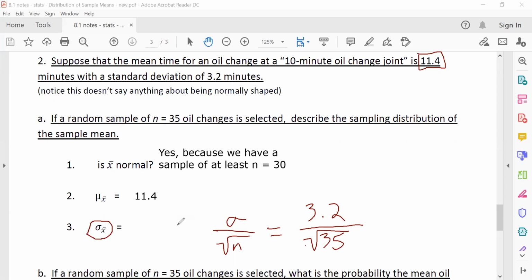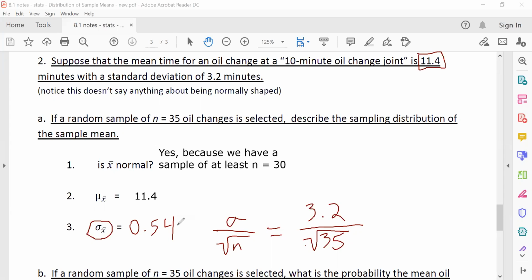And so we go into our calculators. You can do 32 divided by the square root of 35 all in one breath. If we round to 2 decimal places, you're going to get about 0.54. So the standard deviation of any one oil change time is 3.2 minutes.